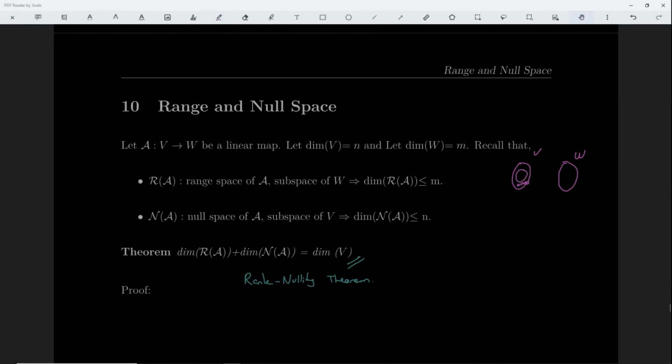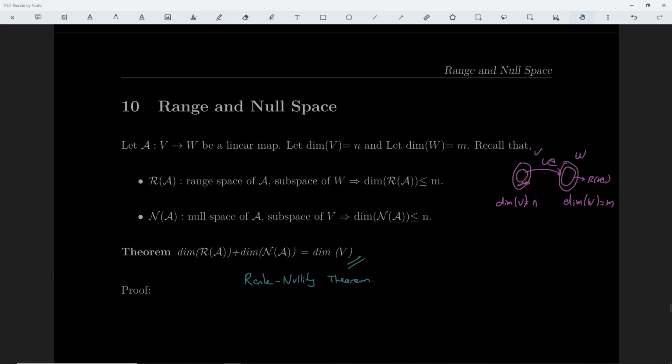So the dimension of the null space is less than the dimension of V itself, and the range space was a subset of our codomain. Okay, and that is the linear transformation A, let's say. So their dimension can be at most M and at most N, right? So dimension of V is equal to N, and dimension of W is equal to M. Then the dimension of their subsets can be at most N or at most M.